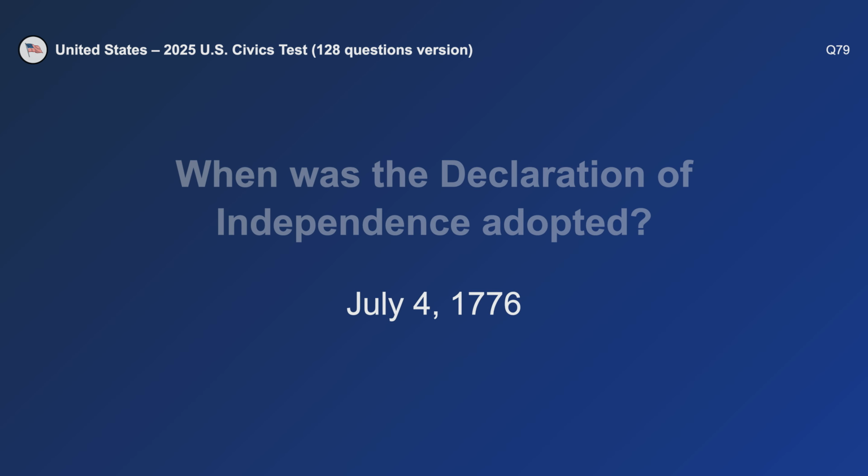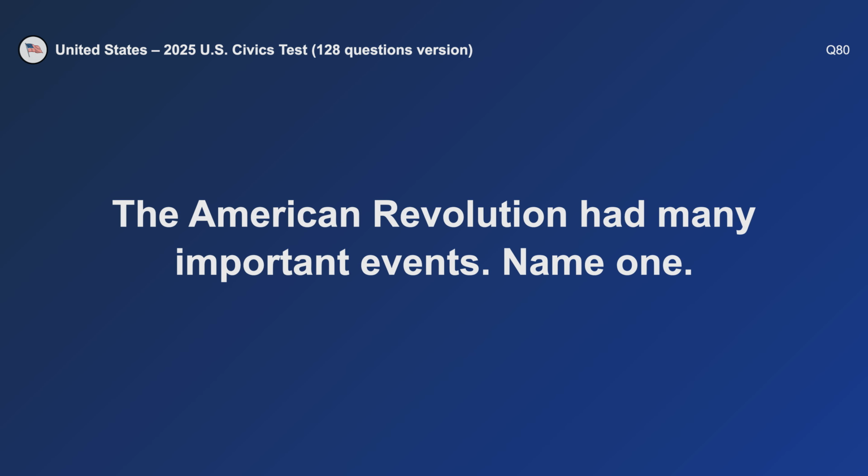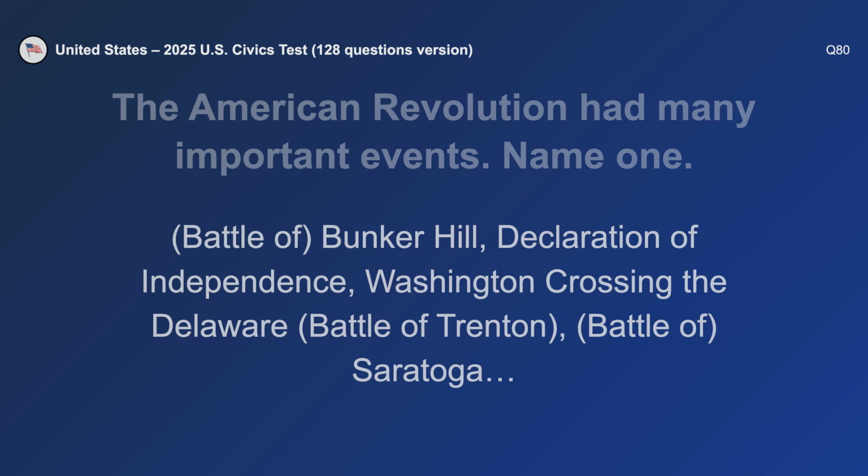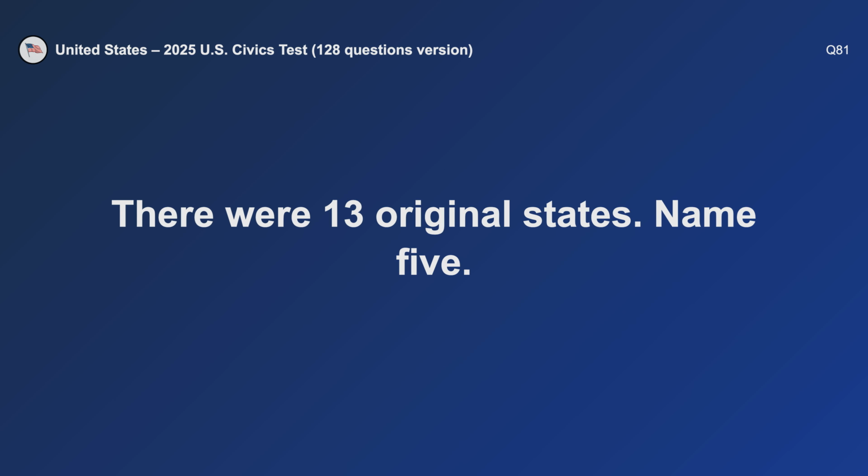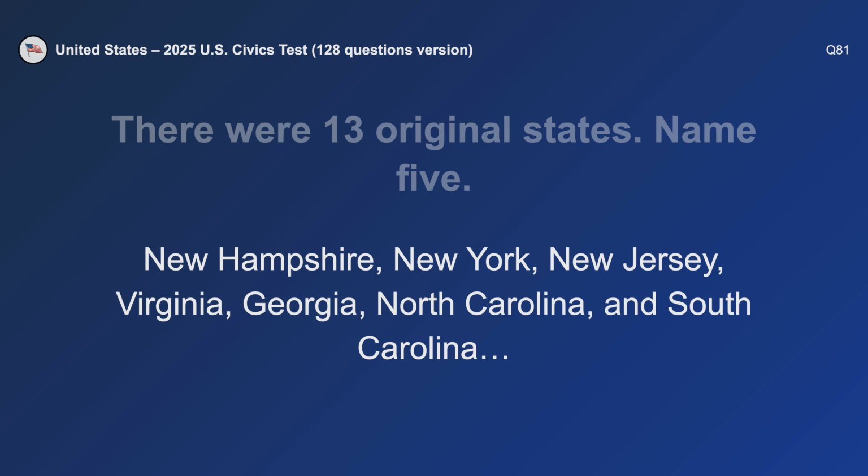When was the Declaration of Independence adopted? July 4th, 1776. The American Revolution had many important events. Name 1. Declaration of Independence. There were 13 original states. Name 5. New Hampshire, New York, New Jersey, North Carolina, and South Carolina.